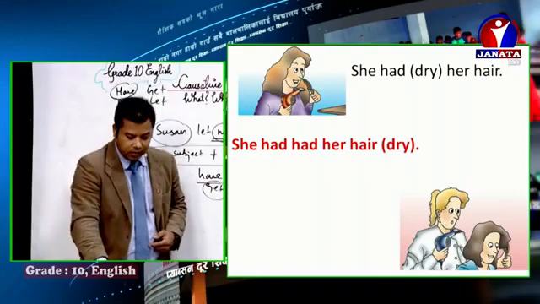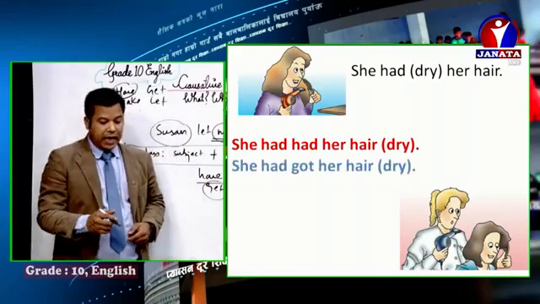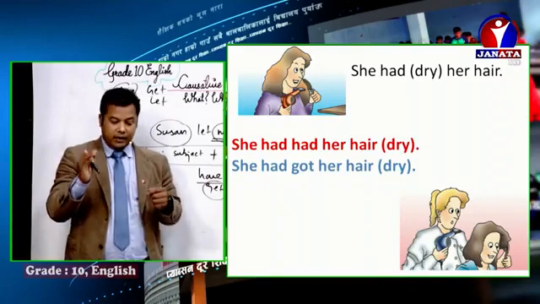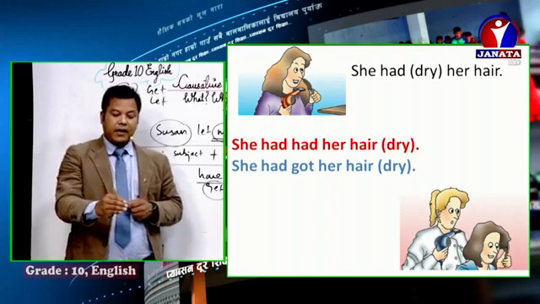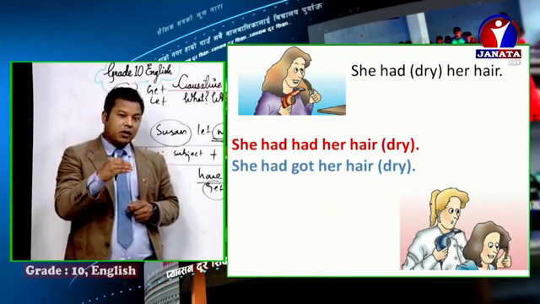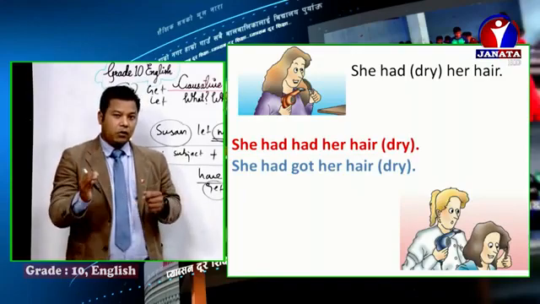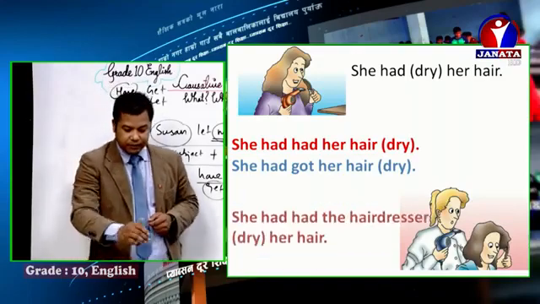That becomes important. So further, she had got. Now again, instead of had, I'm using got. She had got her hair. Again, remember, even if I use got, it remains with the figure 3 concept, no agent disclosed. So I will simply use verb 3, dried.